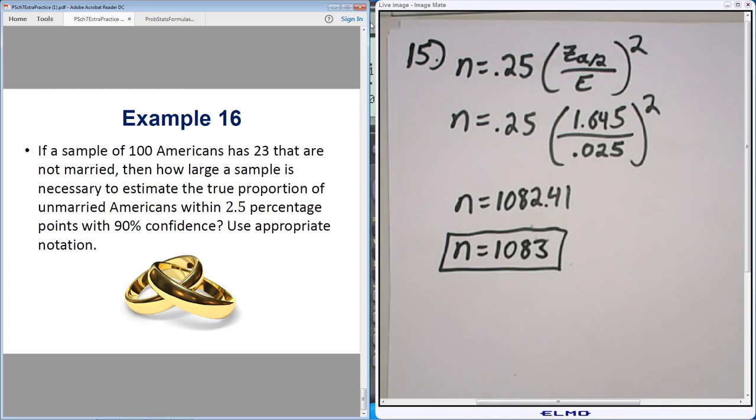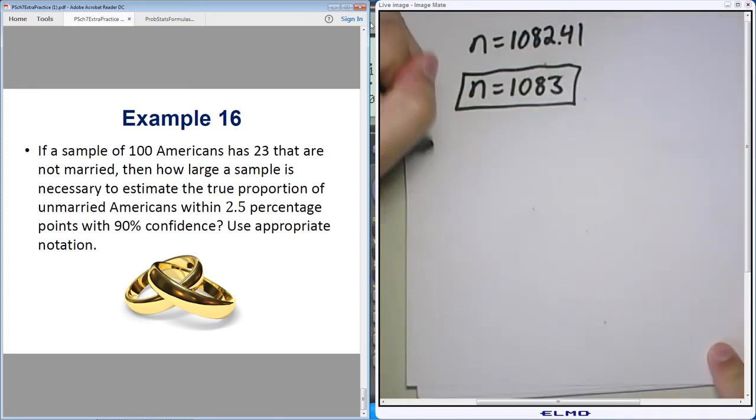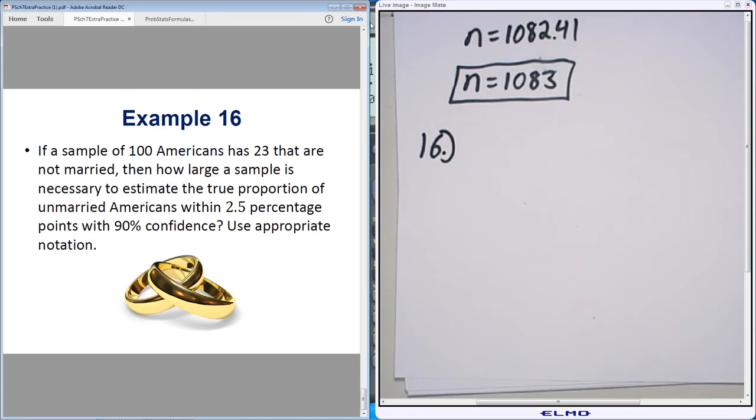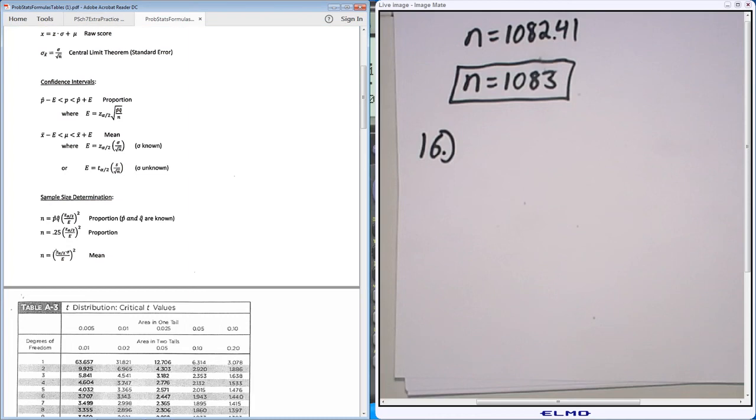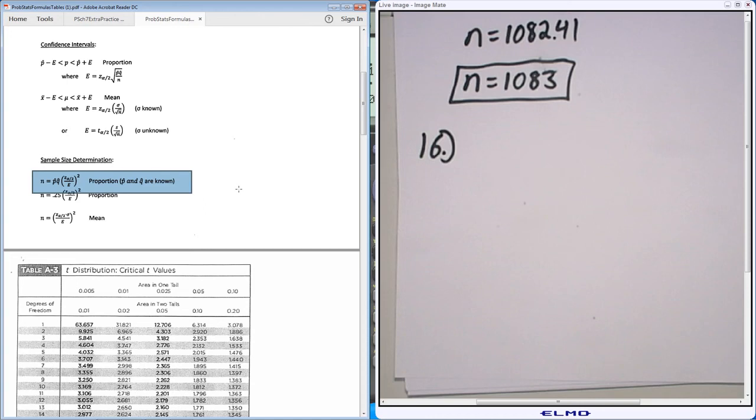All right, number 16, last one. 16 says if a sample of 100 Americans has 23 that are not married, then how large a sample is necessary to estimate the true proportion of unmarried Americans within 2.5 percentage points with 90% confidence? So the same problem as before, but now we have a sample to go by. We'll use the other formula, where p hat and q hat are known, because we can find those numbers.